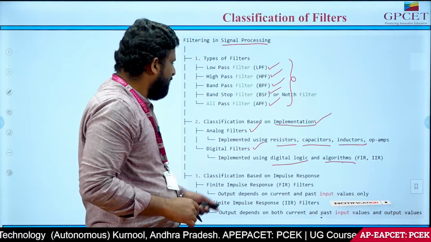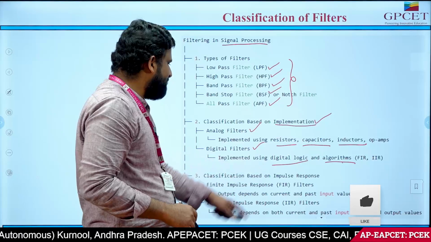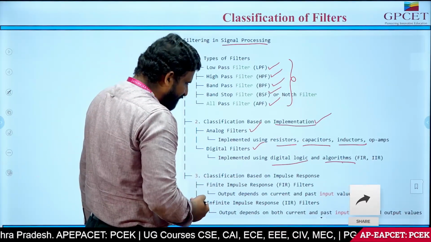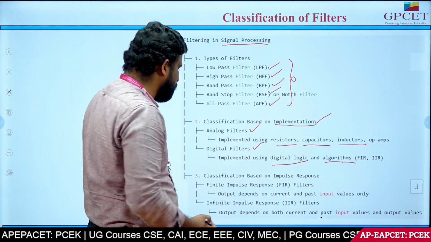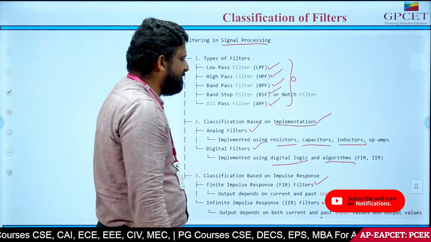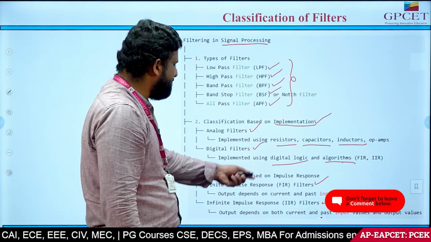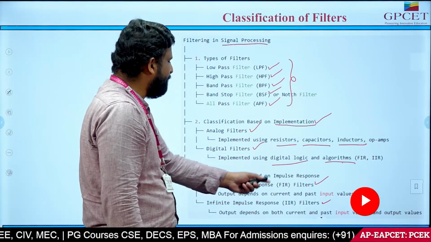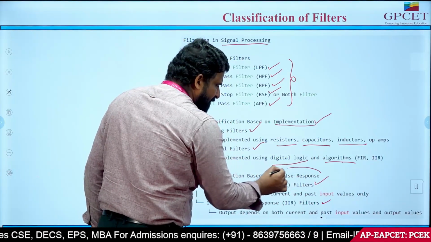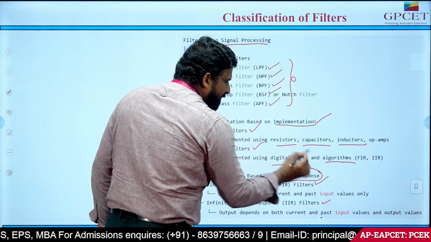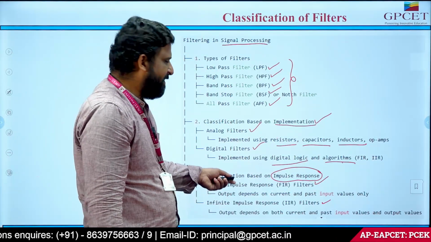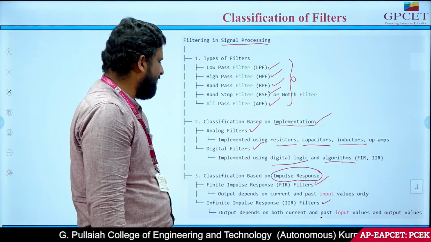Now the third one, and this is very important. Based on the impulse response of that particular system, these filters are being classified into two types: FIR filter and IIR filter. Very important: finite impulse response filters and infinite impulse response filters. You need to keep this word in mind. Depending upon the impulse response of the system, the filters are classified into FIR filter and IIR filter.